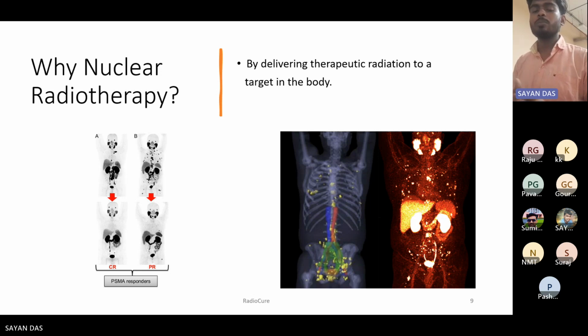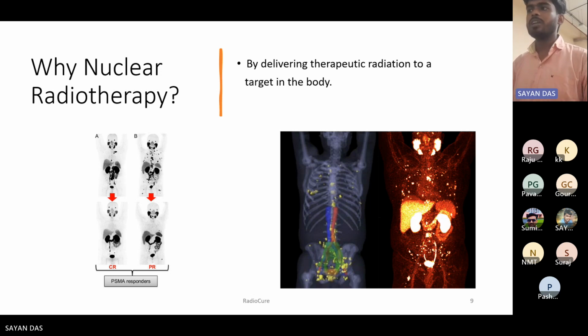When we are giving the radiotherapy, we can't actually see the particular area. Whatever we are giving from outside the body will kill some of the normal cells. But in nuclear radiotherapy, that will not happen. The side effect of nuclear radiotherapy is much less than the other radiotherapy processes. So this is a huge thing.